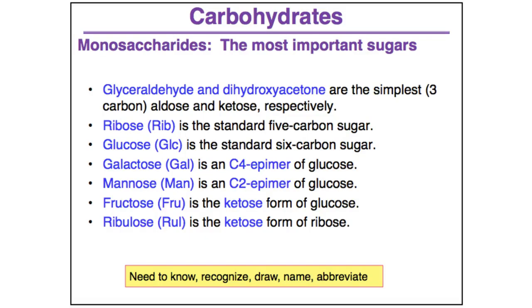And so these are just summarized as the most important sugars that you should really try to start memorizing, not only the name, but the drawing of it and the abbreviation and so forth. These are the most important ones. You'll see in these other slides some of the structures for these carbohydrates for you to memorize.